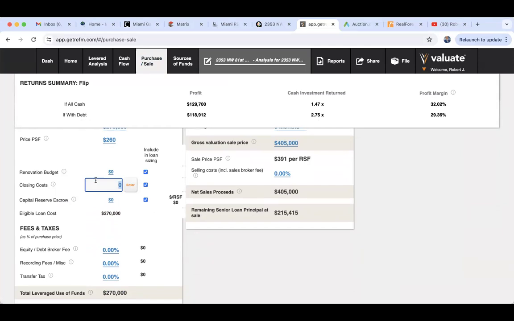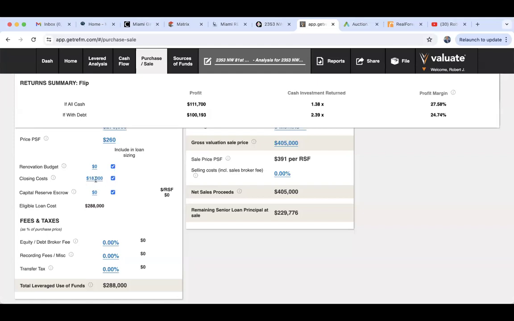So 270 times 2%, we're looking at $5,400, and there's an additional $12,000 in back taxes. So we're looking at probably right around $18,000 as our closing costs. Got to pay that lien, right? Got to pay that county lien for the back taxes. Otherwise, it would have been $5,400 for closing costs.